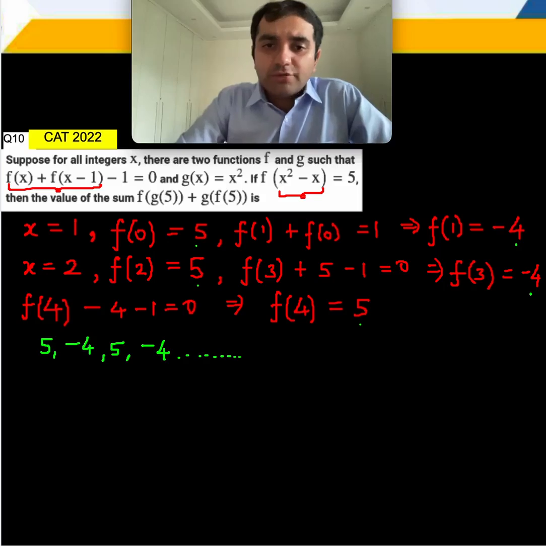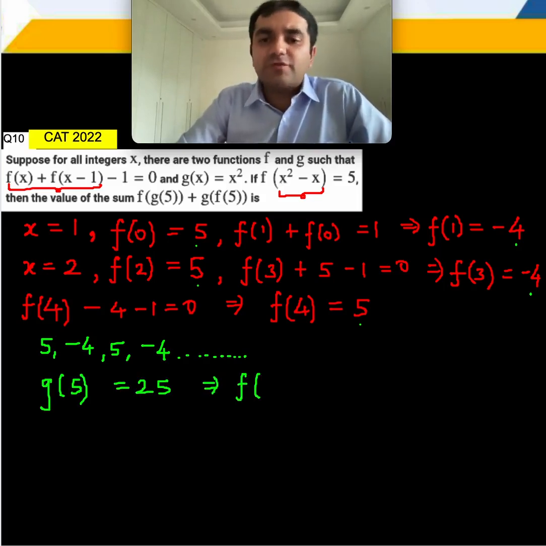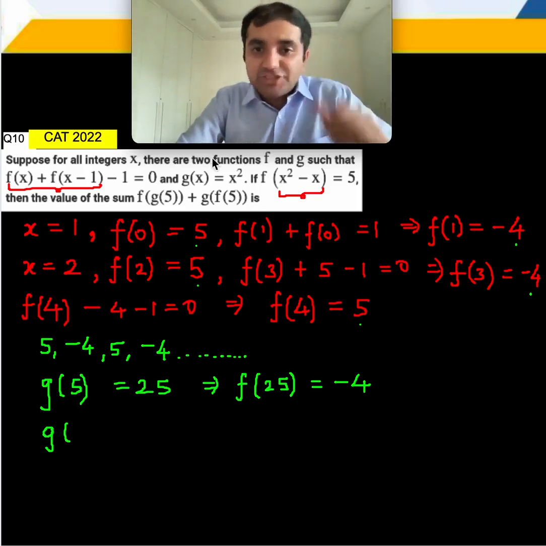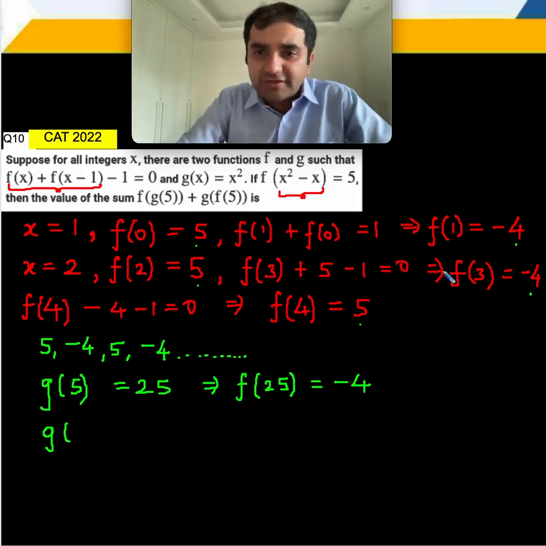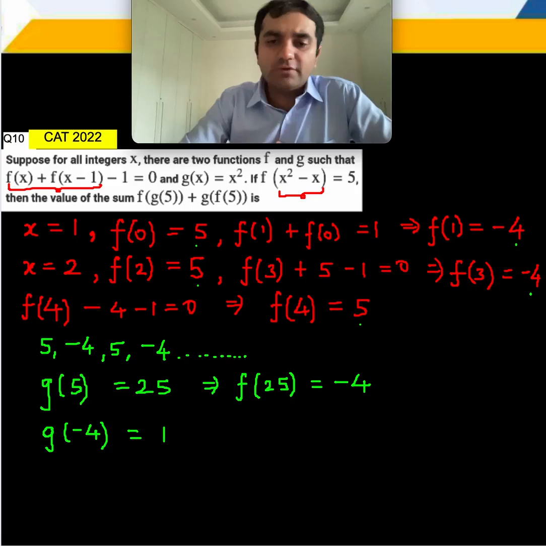So now I need to find out f of g of 5. g of 5 25 हो जाएगा, right? g of 5 is 5 square, 25. So f of 25, which is the even term, turns out to be minus 4. And then we need g of f of 5, and f of 5 is of course the odd term, that's minus 4. So you get g of minus 4, which is 16. So your answer becomes 16 minus 4 because you have to just add 12 is the right answer for question number 10.